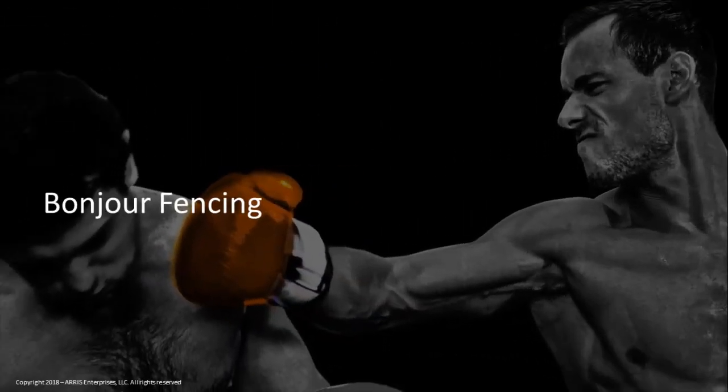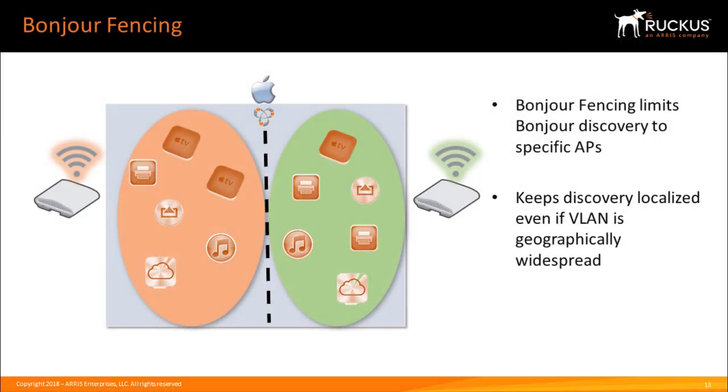Bonjour fencing provides a mechanism for limiting the scope of Bonjour mDNS service discovery in the physical plane. It limits the range of Bonjour service discovery based on physical location, because logical VLAN network boundaries don't always correlate to physical space such as a building or a floor. In this section, we'll create a fencing policy to apply to the selected zone.